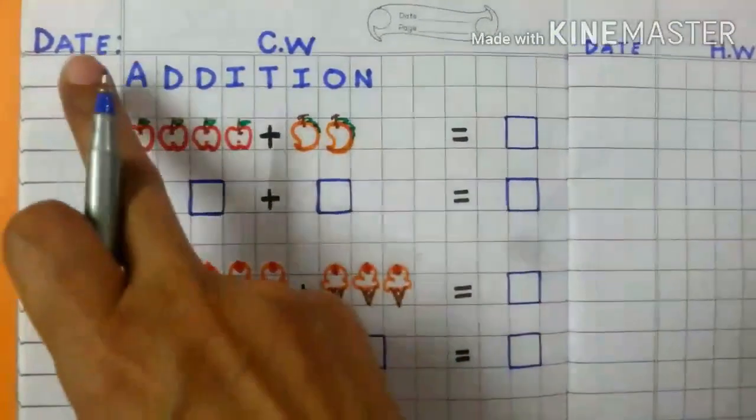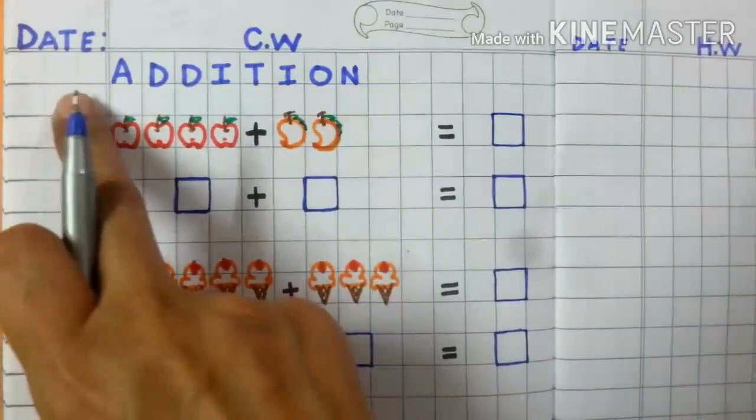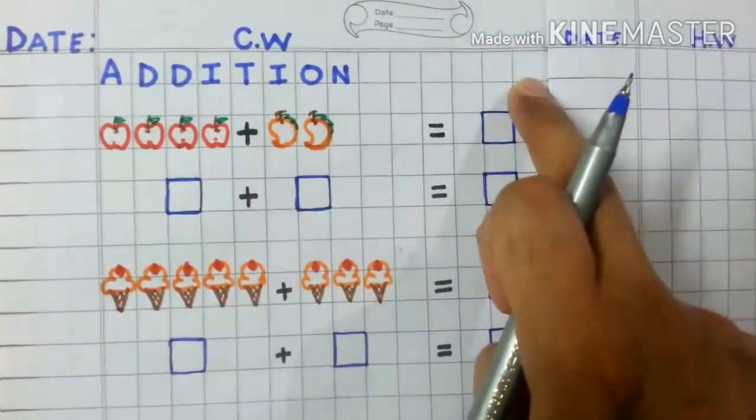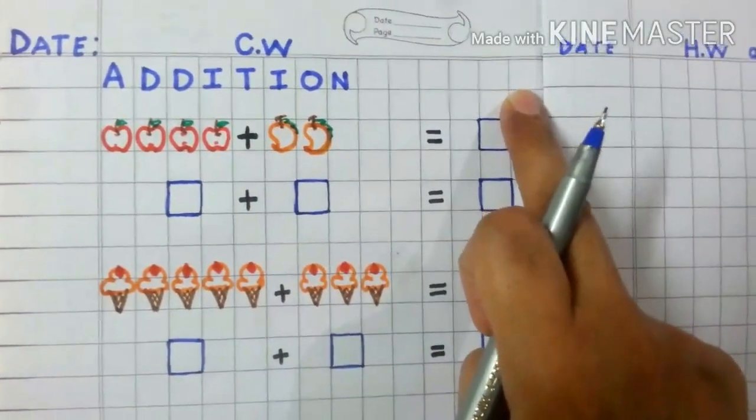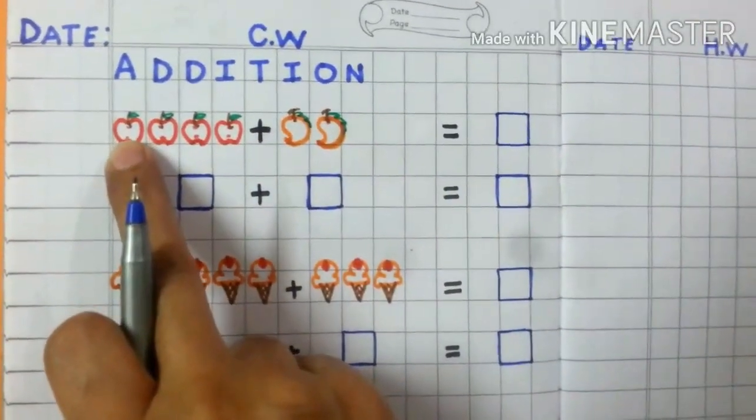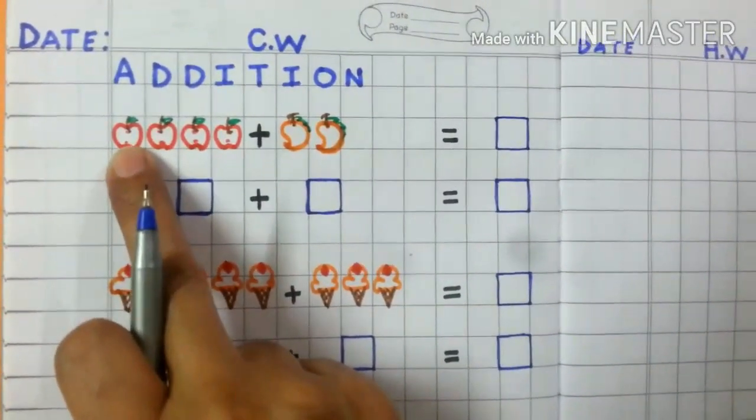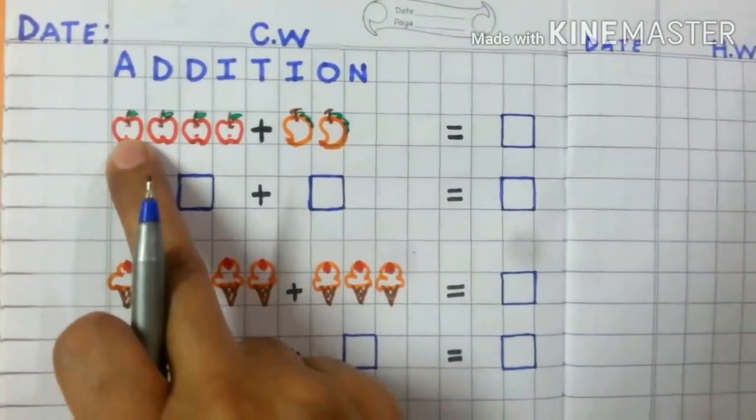Children, now after heading, leave one row. After that, draw apple with the help of your mother. Parents, please help the child.